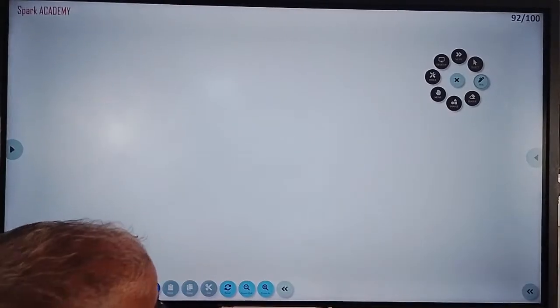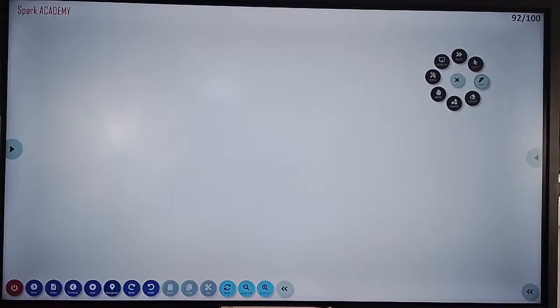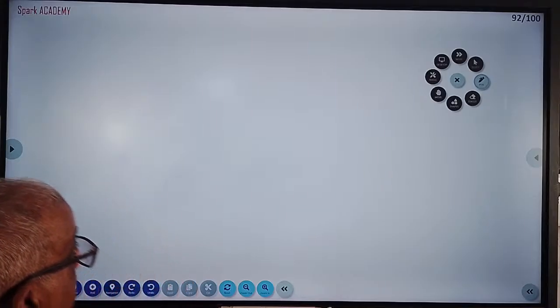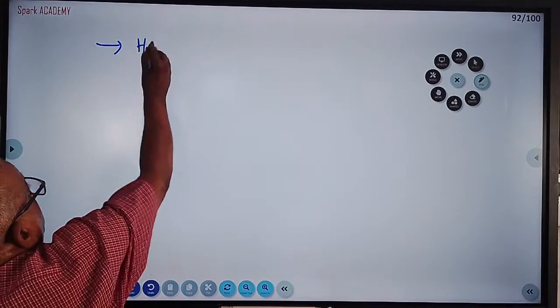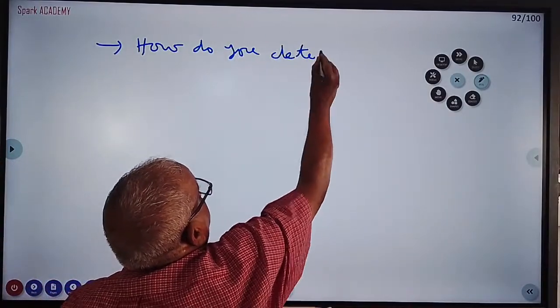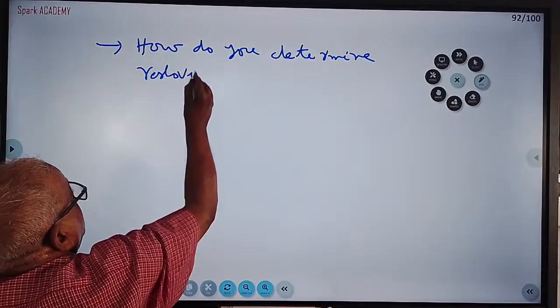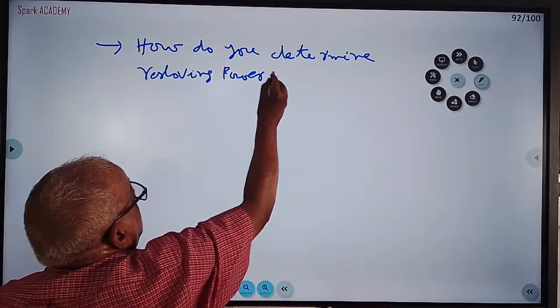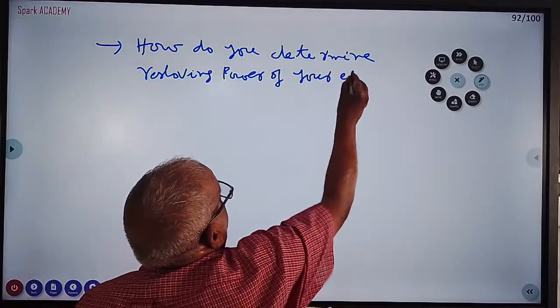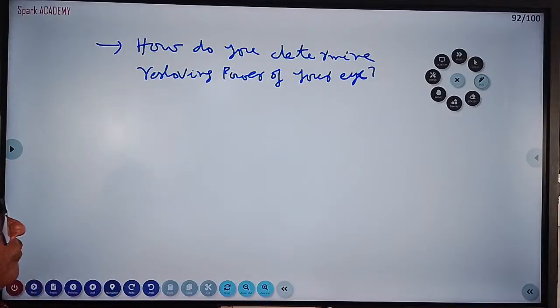Okay, this is regarding redshift and blue shift. Then we are telling about how do you determine the resolving power of your eye. They are asking this question: how do you determine the resolving power of your eye? A normal eye, not an old person's eye, but how do you determine the resolving power of your eye?